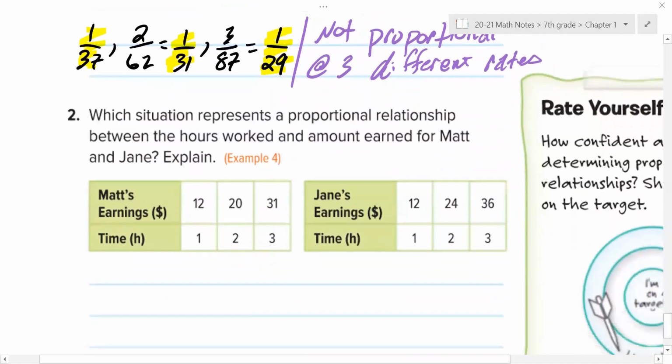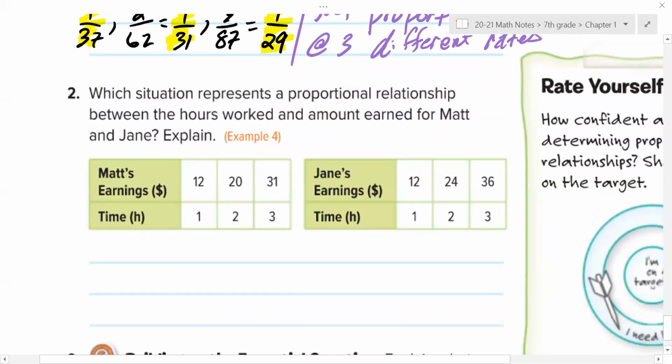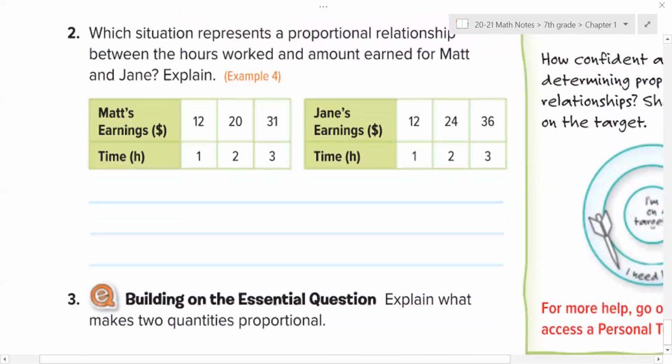Okay. Which situation represents a proportional relationship between the hours worked and the amount earned for Matt and Jane? Explain. So I'm going to find what their ratios are. 12/1 is the same thing as 12. 20/2 is the same thing as 10. 31/3 is the same thing as, I'll just go 10 1/3. Move that over.